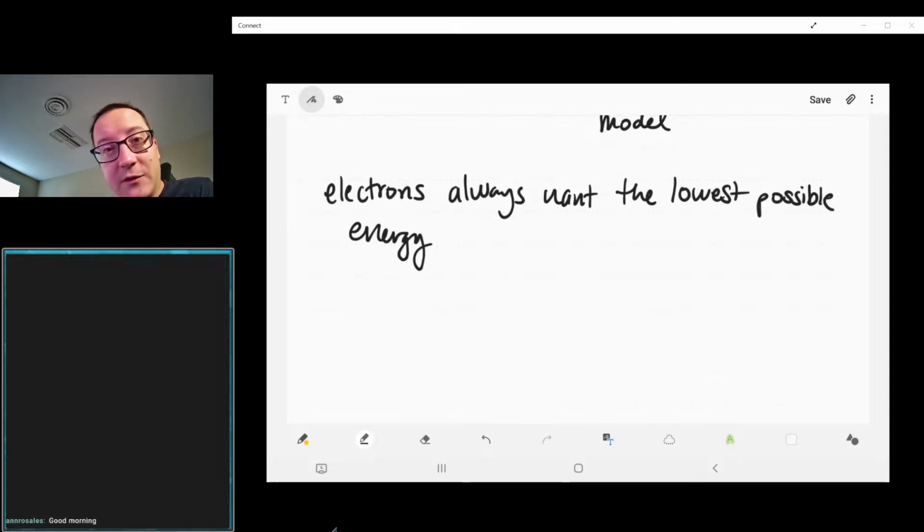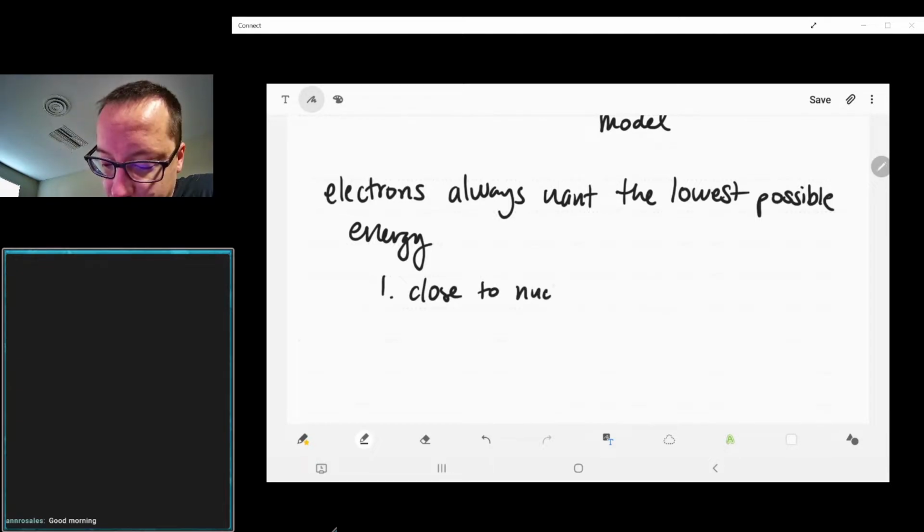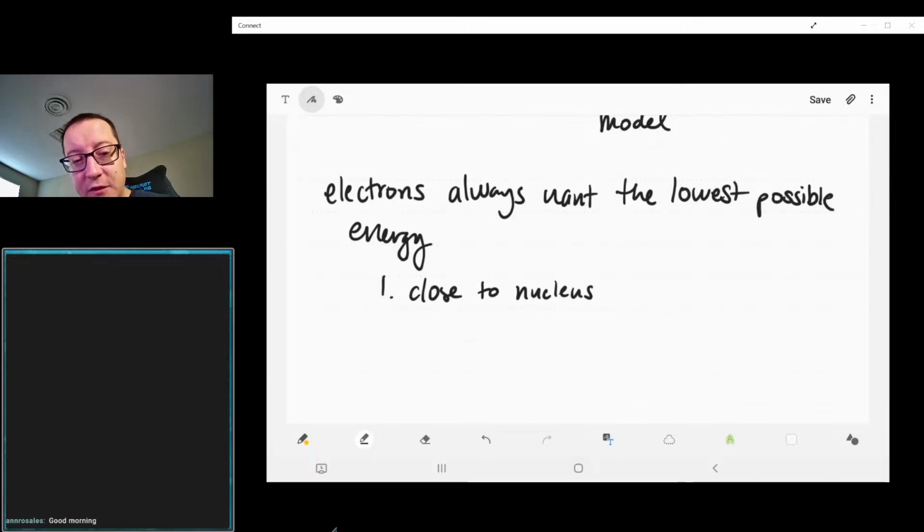We're going to see that there are two things we can look at for having electrons have low energy. One of them is having them close to the nucleus. The closer they are to the nucleus, the lower their energy. That makes sense, right? We know the electrons are negative and the nucleus is positively charged. So if the electrons are close to the nucleus, that's going to make them happy.